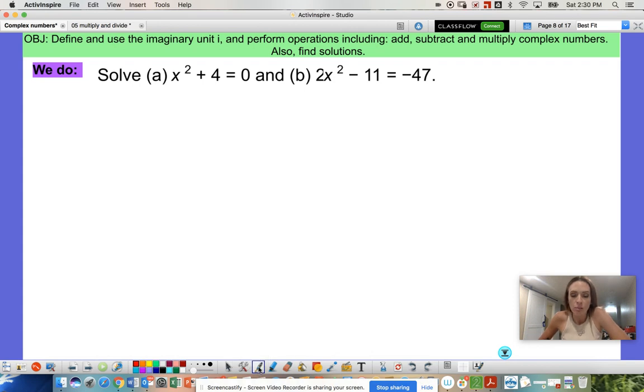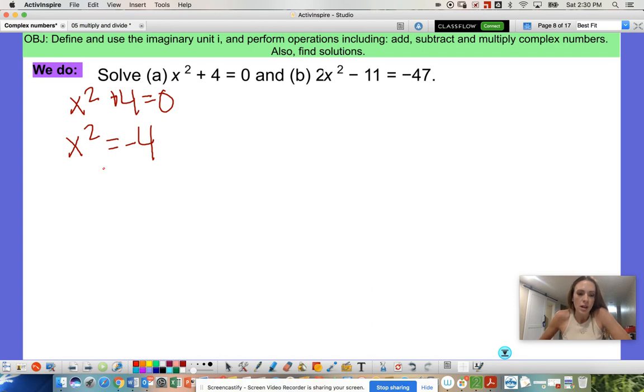Now we can start applying those i's to those answers and actually not just be able to say there are no real solutions. We can actually say there are two imaginary solutions versus just saying no real solutions. So take a look at this one. You guys already know how to solve this. So plus 4 equals 0. And then x squared equals negative 4.